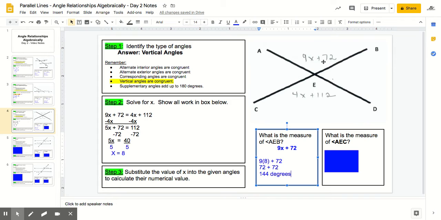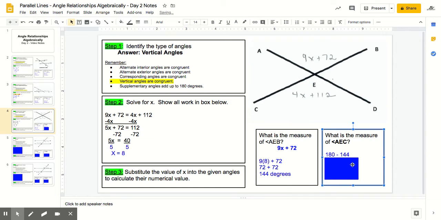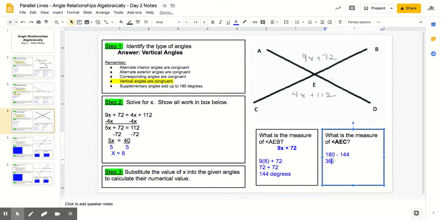This angle, 9x plus 72, and this angle are supplementary because they're on this straight line, BC. I know together they have to equal 180 degrees. Well, I already know that this angle equals 144 because that's what we just found over here. So I can simply find the measure of angle AEC by subtracting 180 minus 144. And 180 minus 144 is 36 degrees. So the measure of angle AEC is 36 degrees.